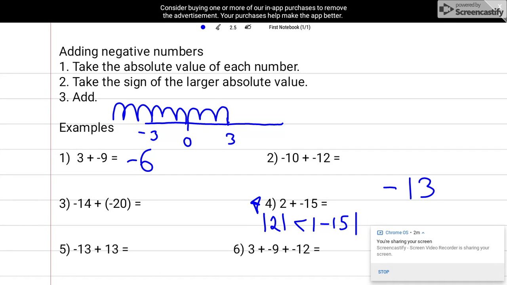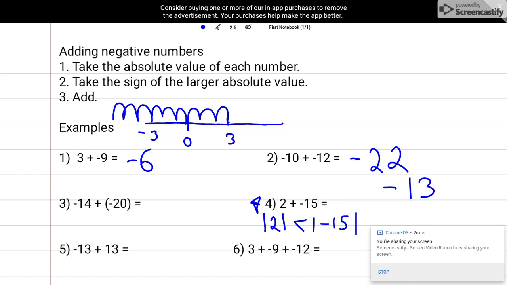Let's go back to number 2. This is another very common way you will see these problems written. I have a negative 10 plus a negative 12. Because I'm starting at a negative number and then subtracting more away from it, my answer will automatically be negative, and I can just add as normal. So this is going to be negative 22.